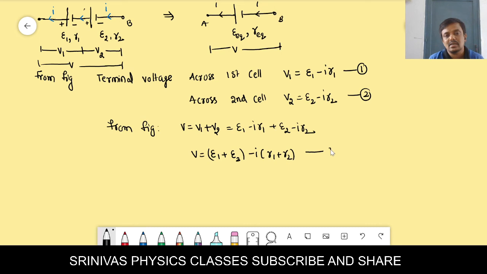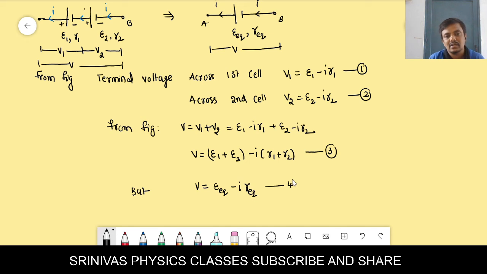This is equation 3. Okay, and then we can also write the total voltage like this. You can see. For the second figure, these two cells act as one cell, meaning the total voltage. We write from figure 2, right? V is equal to the total cell EMF, E equivalent, minus I, where the total current is I here, right? And I into R equivalent we can write.